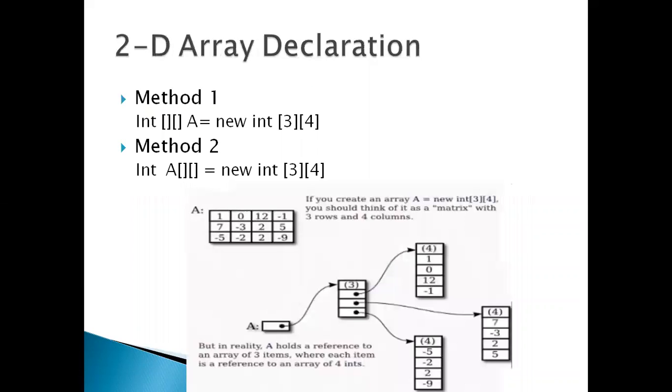Next, 2D array declaration. There are certain methods by which you can declare a 2D array. The first one is int followed by two square braces, and then we write the name of the 2D array, which is equal to new int followed by the dimension of the array. Here we have kept the number of rows to 3 and number of columns to 4. In the first square brace we write the number of rows. In the second square brace, we write the number of columns.